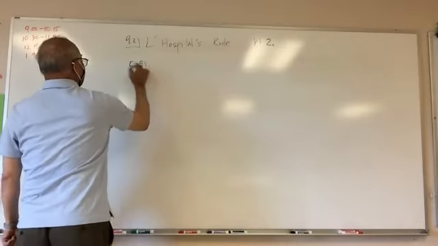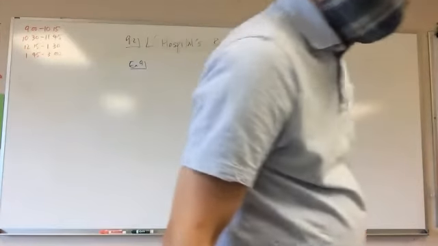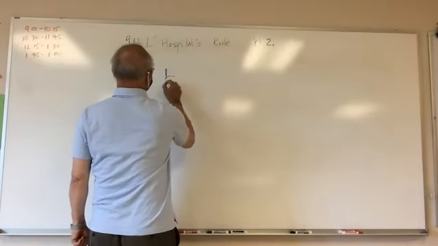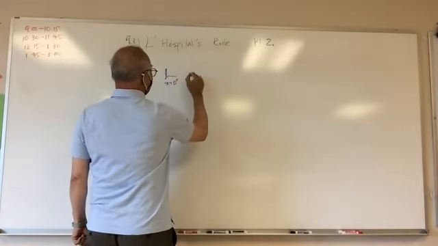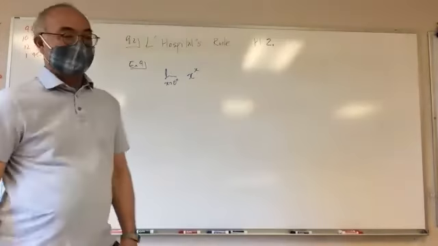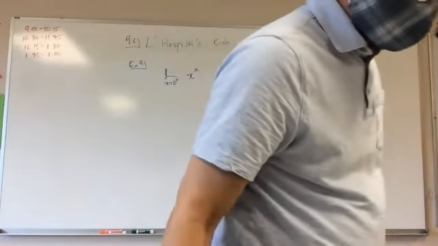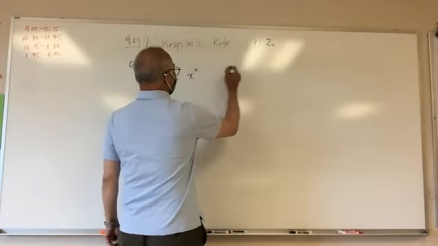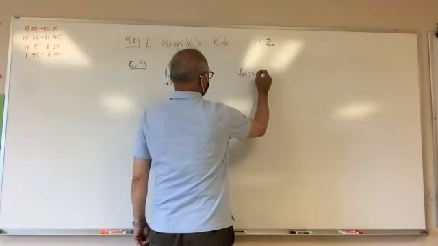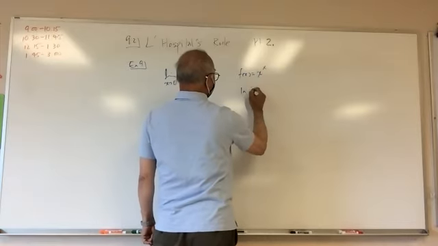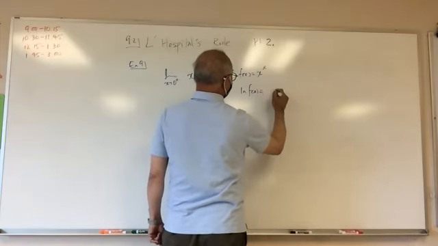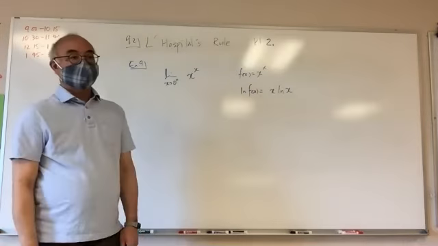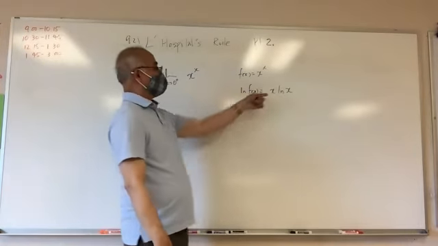Example number 9. Determine the limit of x to the x, and see if it does exist. Okay, so again, I'm going to say that f of x equals x to the x, which means that natural log of f of x is going to be equal to x natural log of x, right? Because the x comes forward.